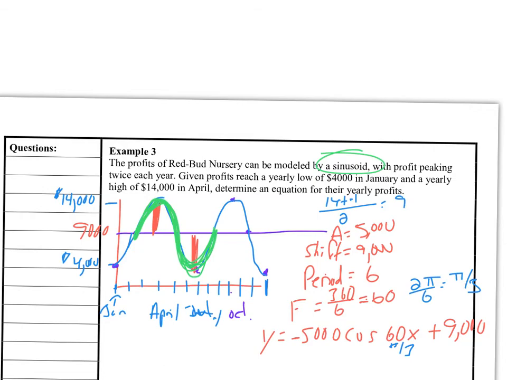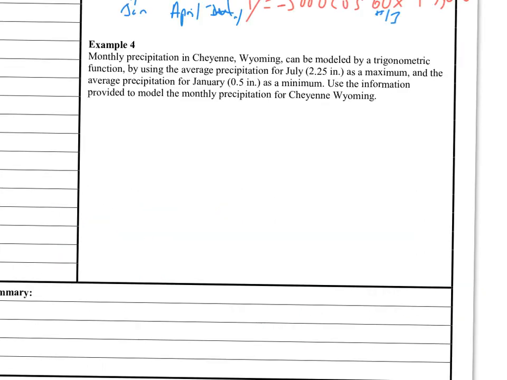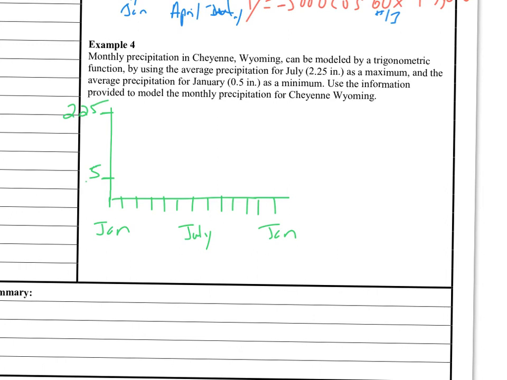Okay. All right, so let's keep moving on here. Monthly precipitation in Wyoming can be modeled by a trig function using the average for July as a maximum and the average for January as a minimum. Using the information provided, model the monthly precipitation for Cheyenne, Wyoming. So first off, we have the minimum and the maximum. We'll label the months along the x-axis, and our max is 2.25 and our min is 0.5. So I've gone through and labeled my axes here.